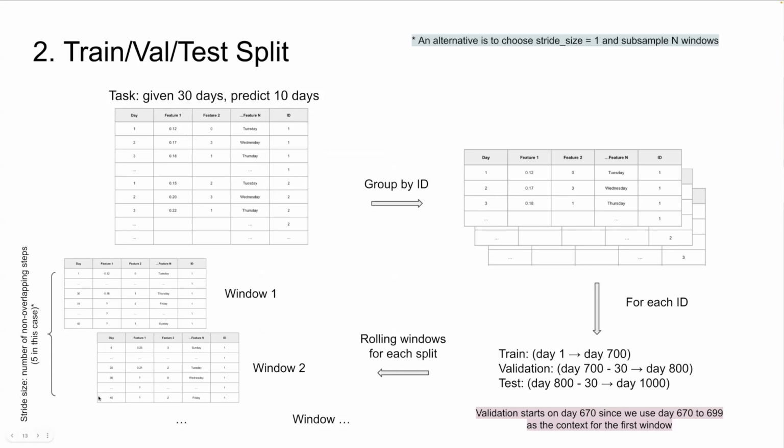So this is one way of doing it, if we just have a defined stride size and we sample the windows this way using rolling windows. An alternative is to just choose the stride size to be 1. So I'm just enumerating all the possible positions for the window to start at. And then from there, I subsample n total windows to do the training. And of course, for validation and tests, you probably want to use the entire validation set or the entire test set.